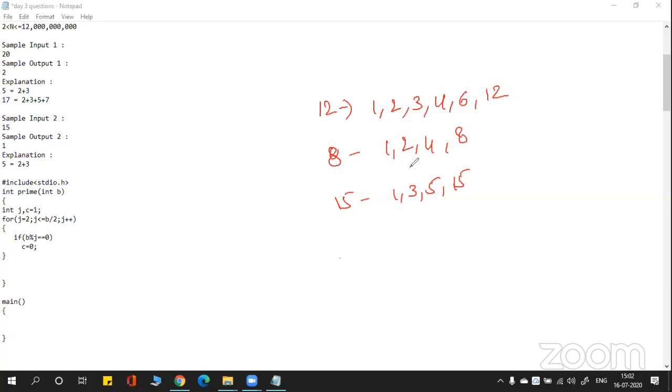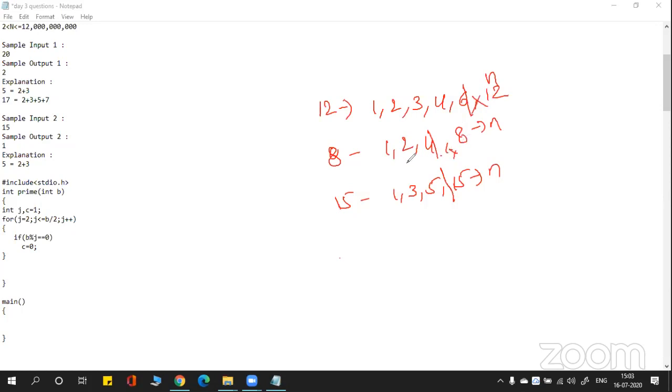Any number you take, after half of this number, half of 12 is 6, half of 8 is 4, half of 15 is 7.5, let it be. If you observe, after the half of the number, I'm getting only one factor. What is that factor? The same number value, n. So you need not check all the numbers after n by 2.